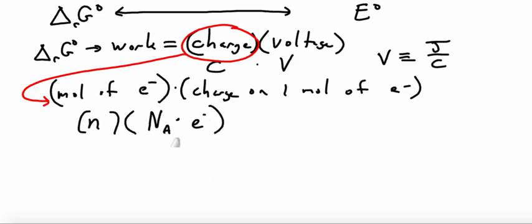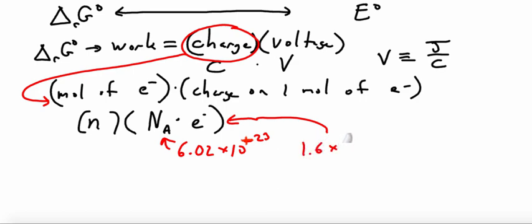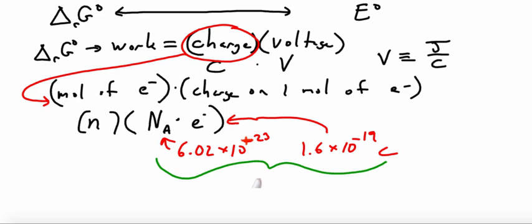And if we did that, we remember that this is 6.02 times 10 to the 23rd, and this, you may remember, is 1.6 times 10 to the negative 19 coulombs. But what we do is actually combine these into one giant constant. So what we're going to do is call this whole thing F. It stands for Faraday's constant.